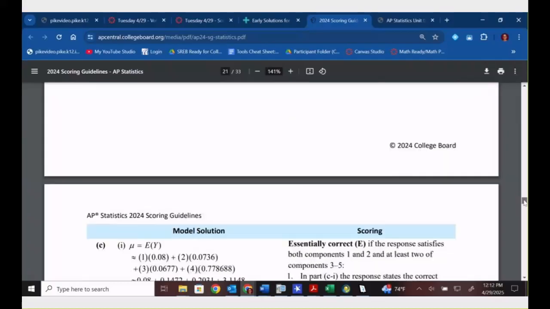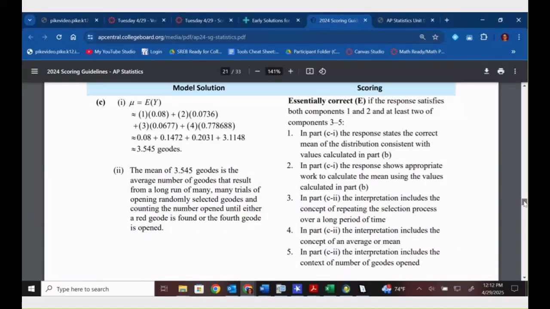And then the last part of the question, CI. We have 5 components here. If the response satisfies both components 1 and 2, and at least 2 of 3, 4, and 5, so we need both of these and 2 of these 3 to get an E.